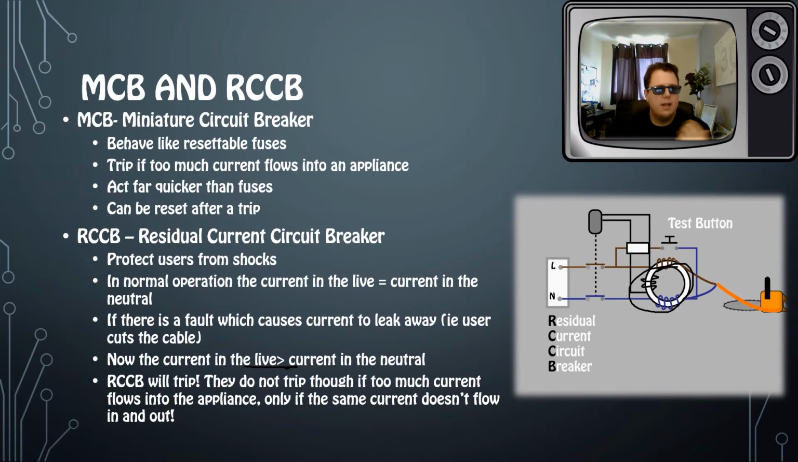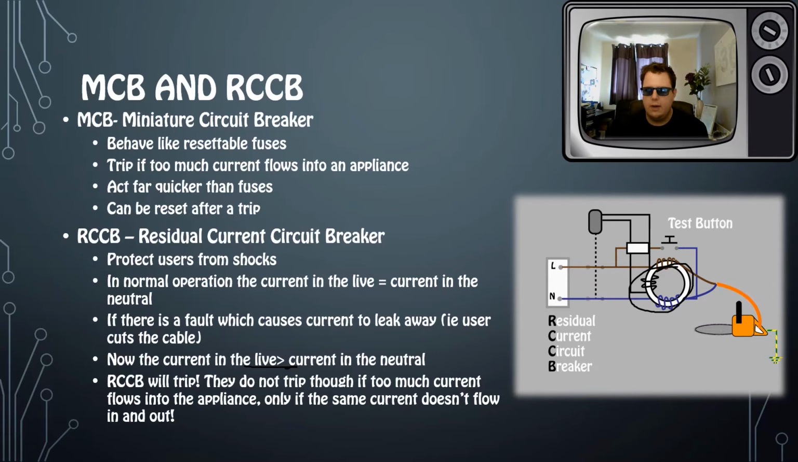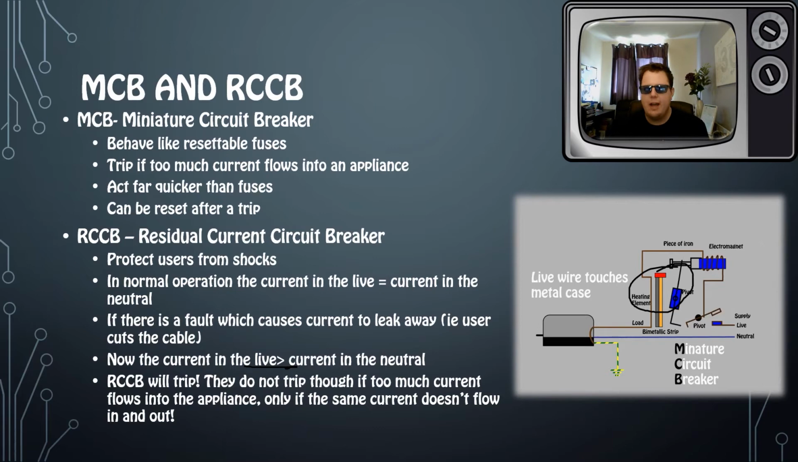The other thing RCBs are great for is protecting from lightning. So in lightning, you would perhaps end up with too much current in the neutral wire because it's hit the house and it goes to the neutral wire. Again, they'll trip, hopefully stopping your devices from getting damaged, which is why if you notice, our RCCB actually switches off both the live and the neutral wires, whereas an MCB is only on the live.